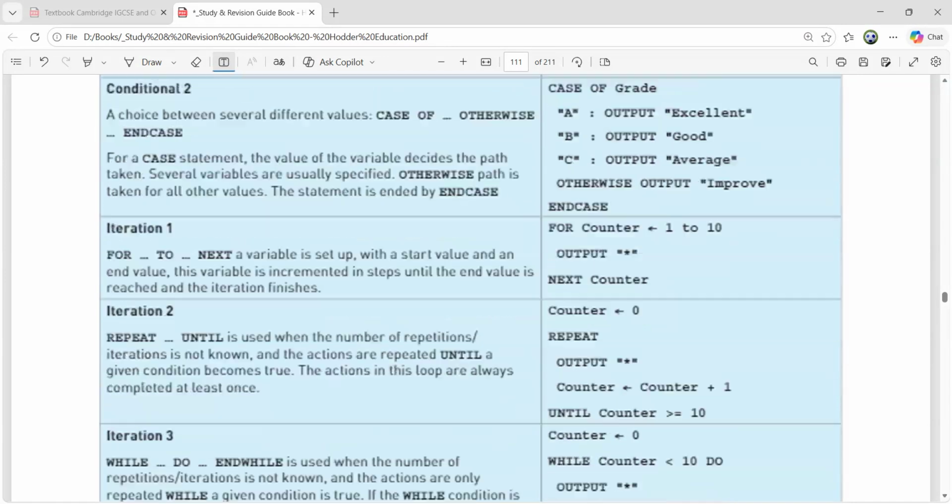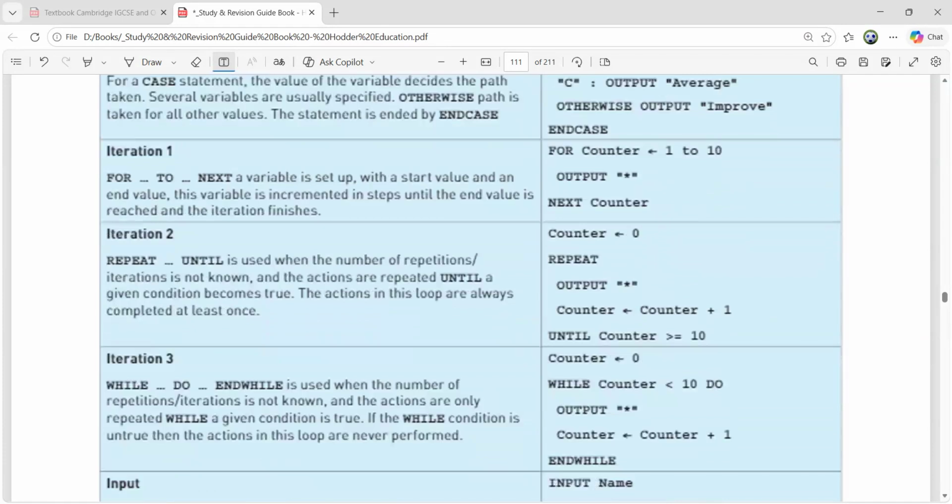Iteration, there are three statements. For to next is a count control loop. Repeat until is a post condition loop, and while do and while is a precondition loop. So let's talk about them very quickly, briefly, so that you can recall. For to next, where the variable is set, and this is a variable and its data type should always be integer. Please remember, this counter, you can have any variable, but this is a variable.